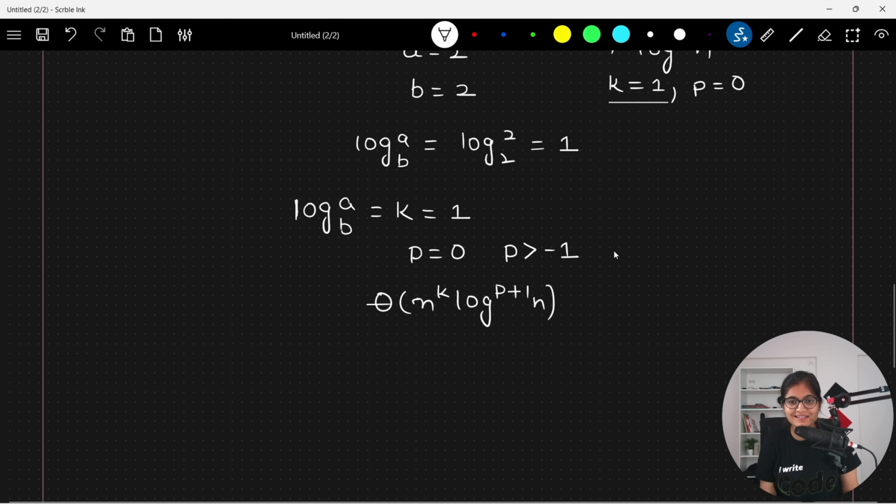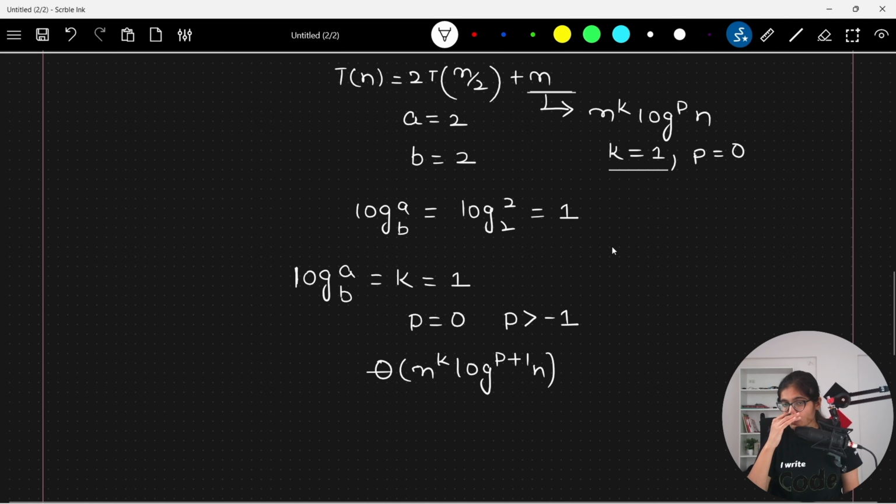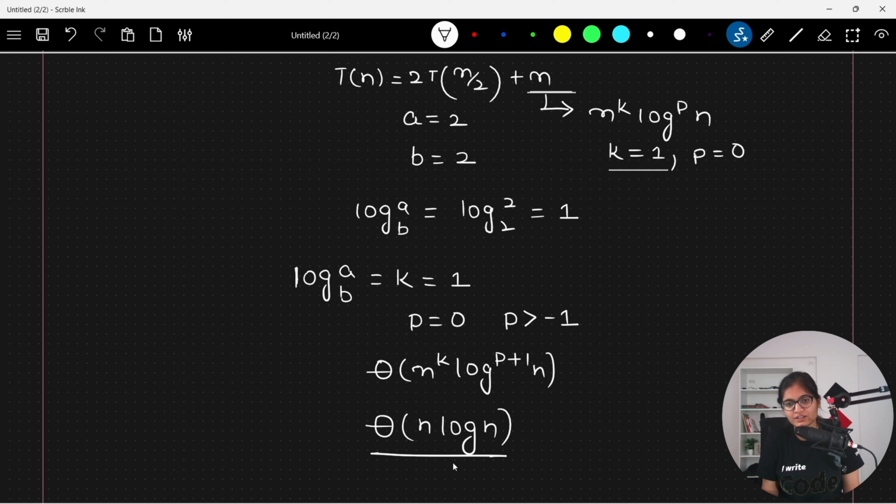Why? Because here, what is the value of k? It's 1, right? So here we are saying it will be theta, or big O also you can write, n into log to the power p plus 1 of n, where p value is 0. So this value will come out to be n log n.